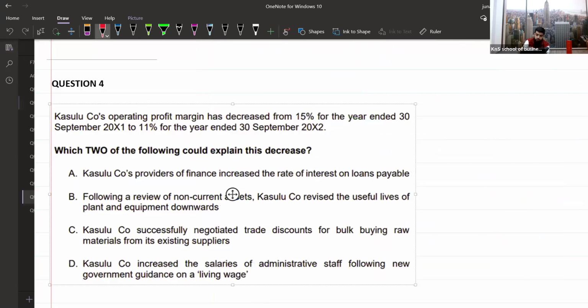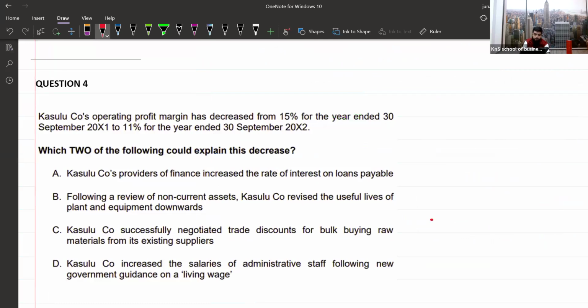Okay, let's move on to question number 4. That question is related to ratios.